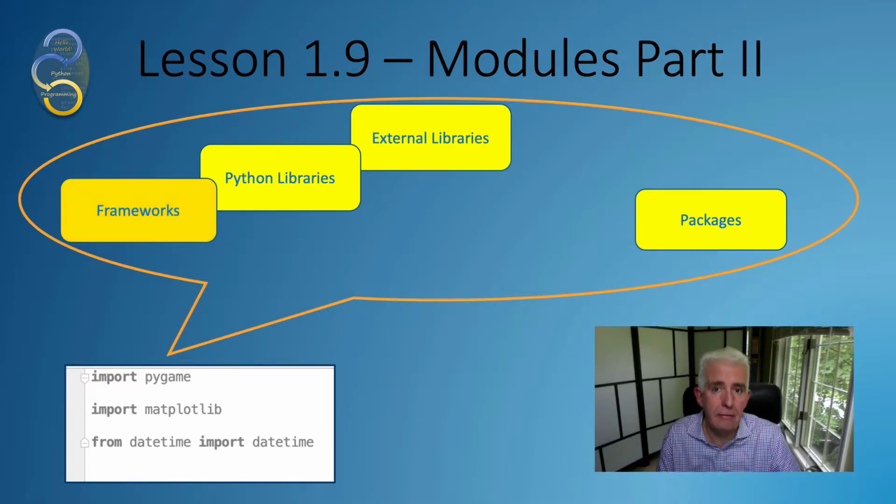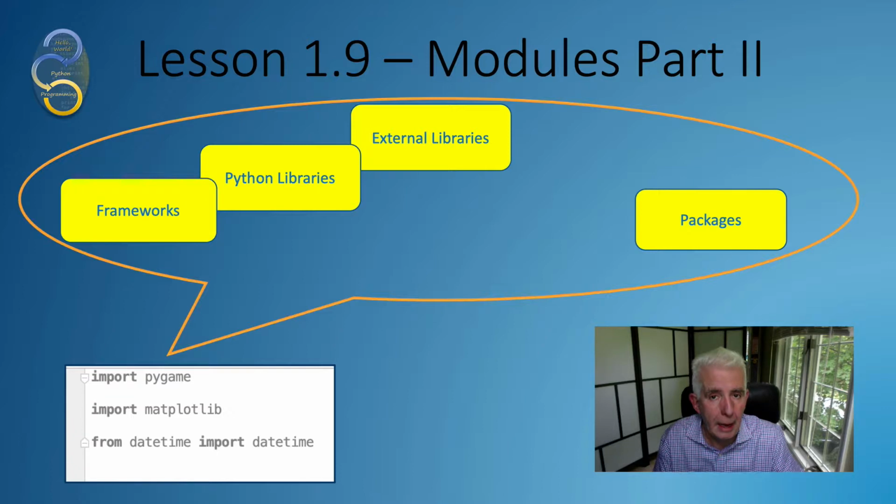And finally, we have frameworks. An example of a framework in Python would be Django. Django is a framework to develop websites. The difference between a framework and a library is a framework is defined by someone else, where a library is a tool that you import and you use.